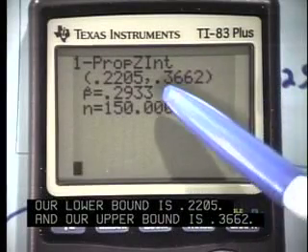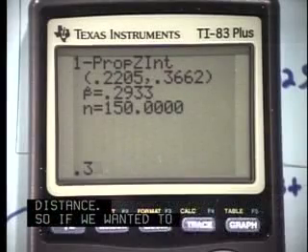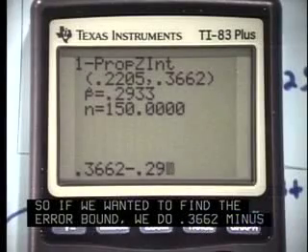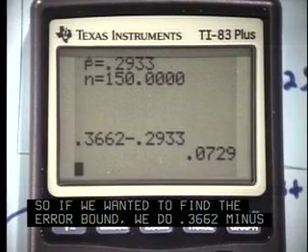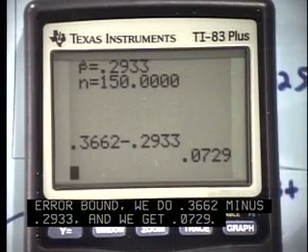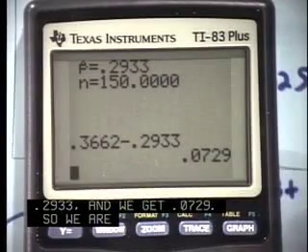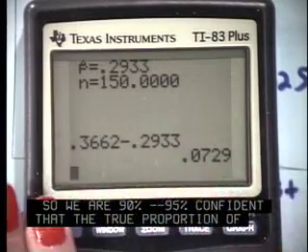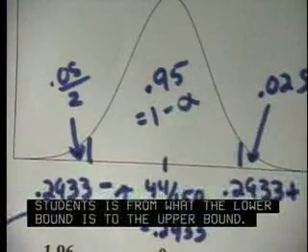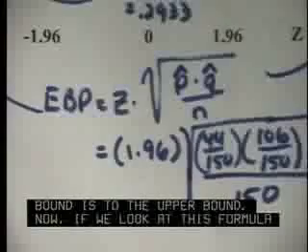The error bound is half of the distance. So if we wanted to find the error bound, we'd do 0.3662 minus 0.2933, and we get 0.0729. So we are 95% confident that the true proportion of students is from what the lower bound is to the upper bound. Now, if we look at this formula right here, here's the formula.